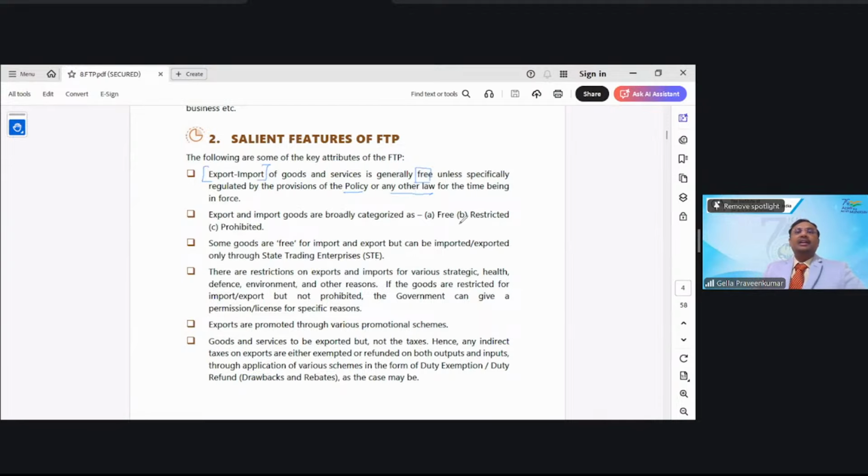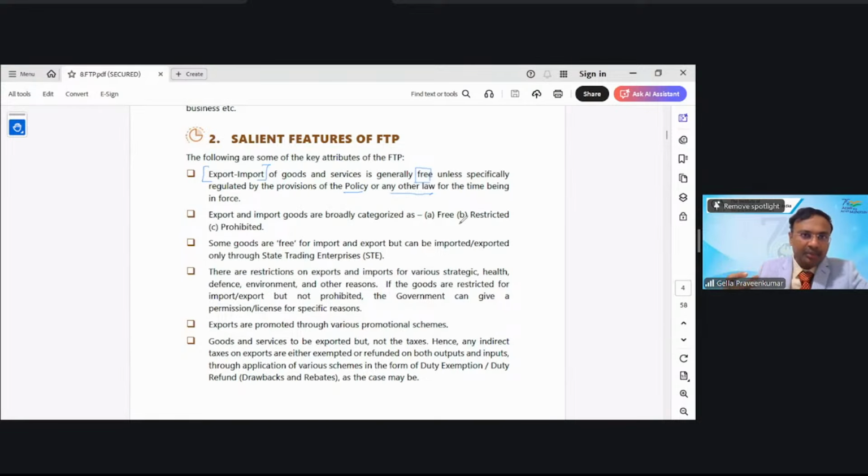These are generally free. Students, whatever I'm explaining to you, please keep in the back of your mind. When you write your answer in your examination, try to use these sentences. At the end of this discussion, I'll take you through one example question: explain the provisions connected with duty-free import authorization, advance authorization. In that answer, you'll say, in general, the goods meant for import are generally free in nature unless regulated. So I use these terms while framing my answer.